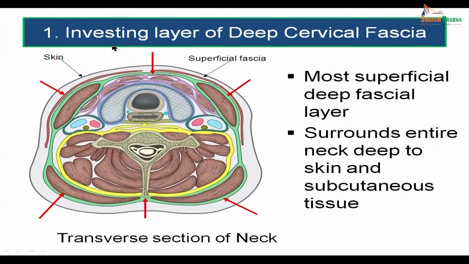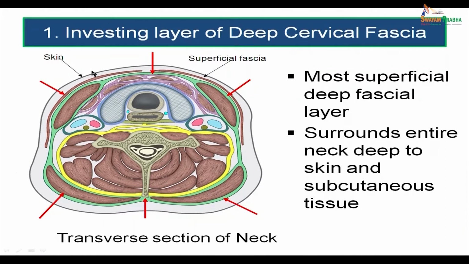So, the first one, the investing layer of deep cervical fascia. Now, this is a diagram showing you a transverse section of the neck. This is the bone, the cervical vertebrae, and in front of the cervical vertebrae, this is the esophagus. This is a section of the trachea. Around the trachea is the thyroid gland, and then we can see these brown colored structures. They are all the muscles. These are muscles in front of the neck. These are muscles in the posterior aspect of the neck. Then laterally we can see this. This is the carotid sheath containing the important vessels of the neck region.